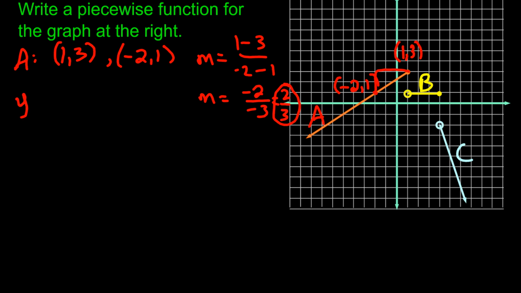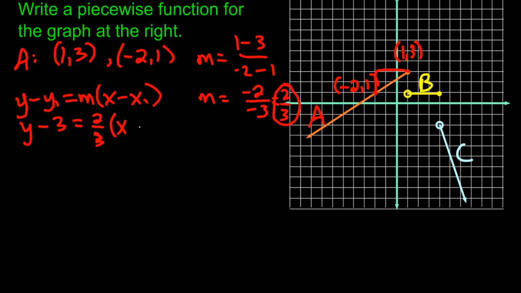And then what I'm going to do is y minus y1 equals the slope times x minus x1. So this is point slope form of a line. We have the slope, we've got a couple points. We're going to plug that in and we'll have our equation. So y minus, and then I'm just going to pick one of the points. So I'll say y minus 3 equals the slope, which is 2/3, times x minus 1.